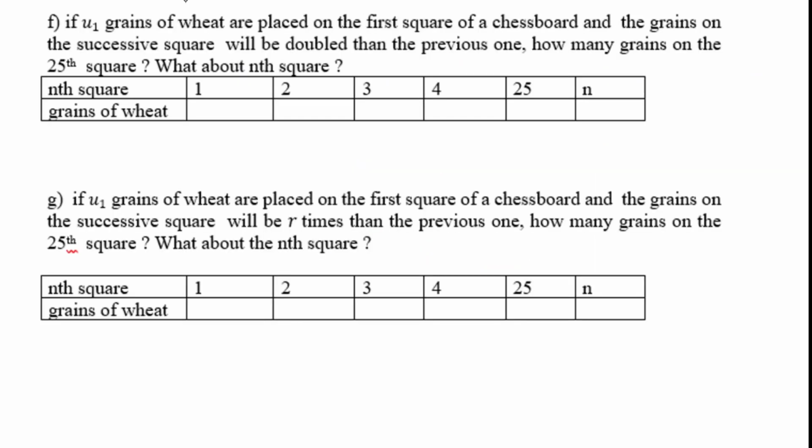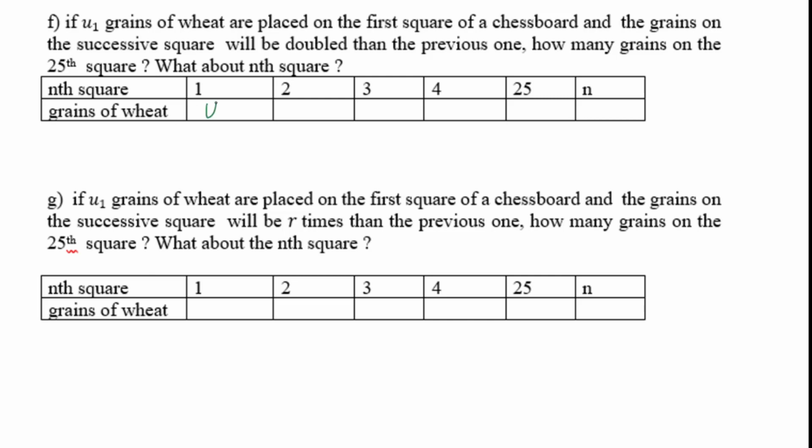F. If u sub 1 equals 1 grain of wheat is placed on the first square of a chessboard, and the grains on each successive square are doubled from the previous one, how many grains are on the 25th square? What about the nth square?